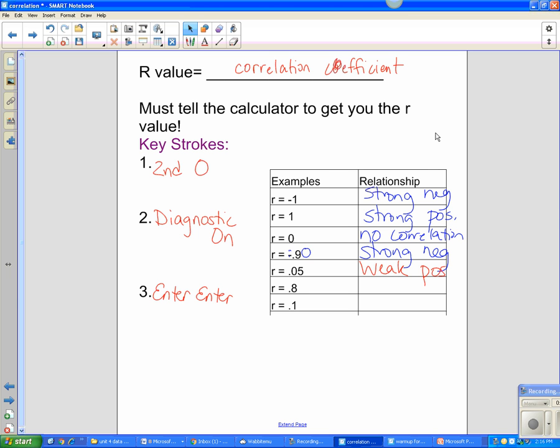All right, 0.8. How much money is 0.8? 80 cents. If you have 80 cents, is that close to having $1? Yes. Okay, anything more than 50 cents, it's close to $1. So 80 cents is strong because it's close to having $1. And is this a positive or negative? Positive. Okay.